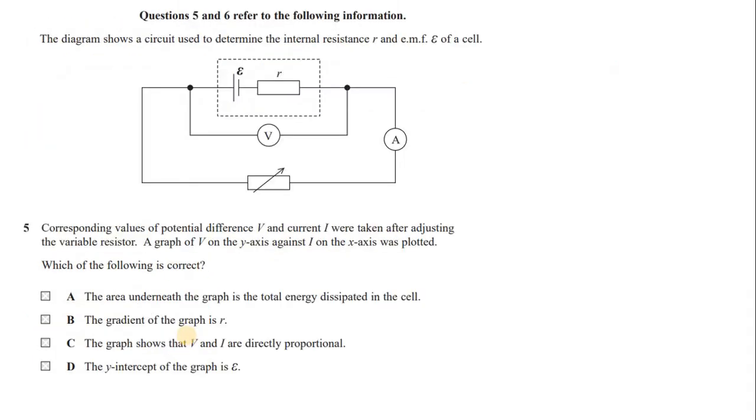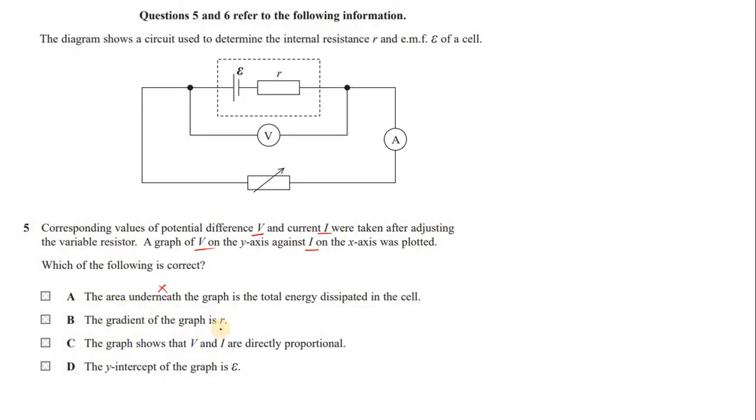Questions 5 and 6 refer to the following information. The diagram shows a circuit used to determine the internal resistance r and EMF of the cell. It is a typical circuit with the EMF of the cell, internal resistance r, voltage V, current, and a variable resistor. Corresponding values of potential difference V and current I were taken after adjusting the variable resistor. A graph of V against I was plotted. Which of the following is correct? The area under the graph: there's nothing to do with the area.